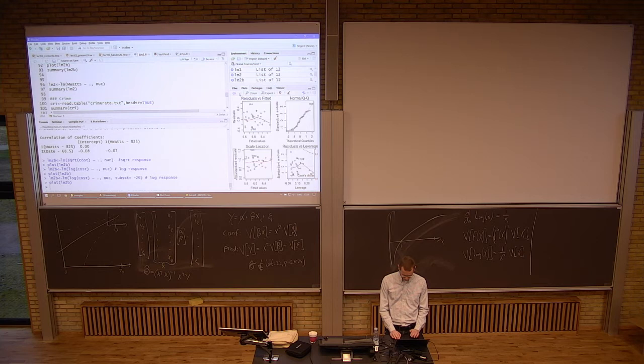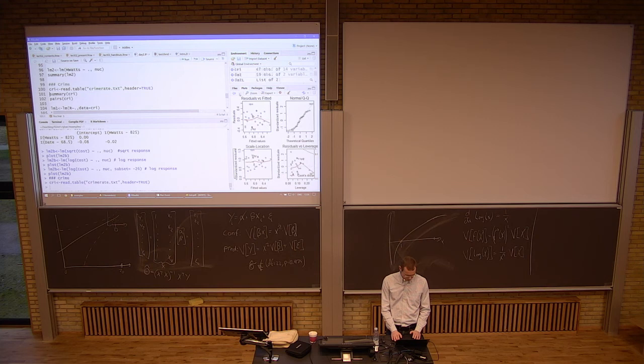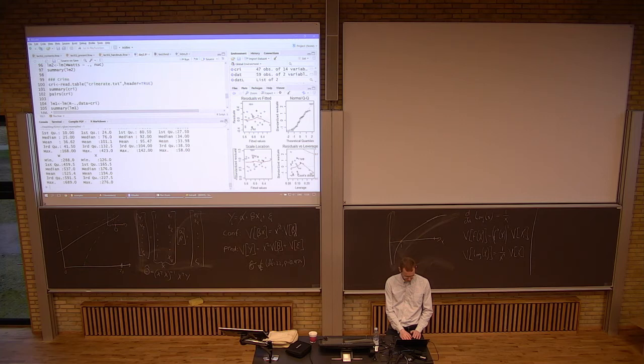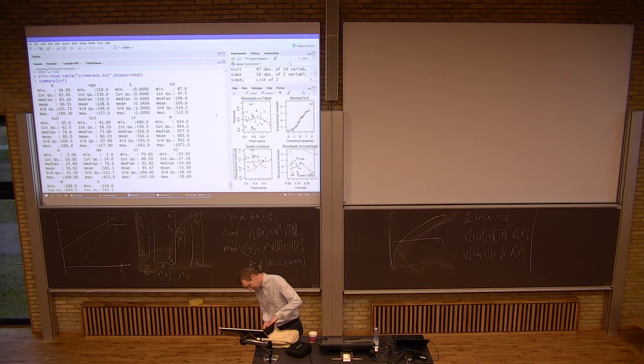It's the crime dataset. It contains an awful lot of variables. So this is where multiple regression really has something to say. Now let me just find. I did upload an overview of what they all are. And I should also have it here. Yes.